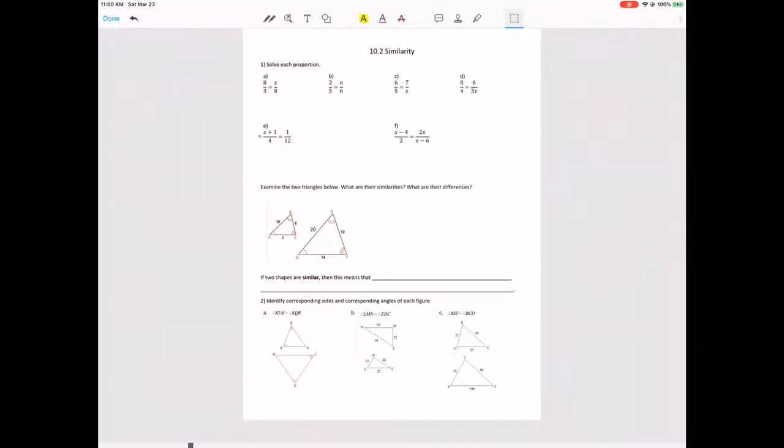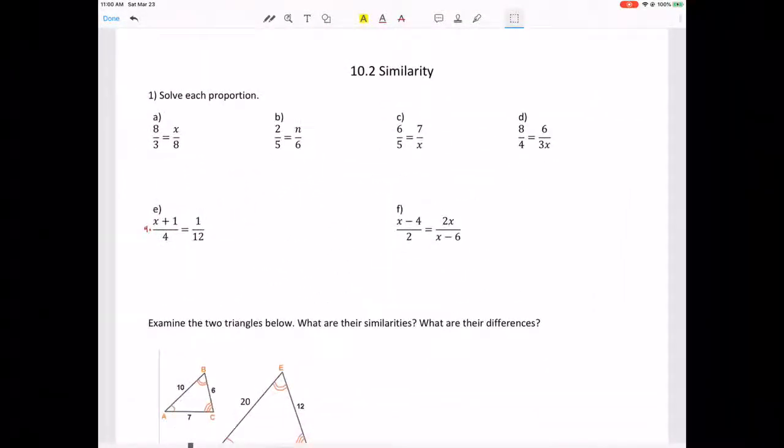Welcome to 10.2 Similarities. Last time, 10.1 was Triangle Basics, and it was pretty easy. Today, this one is not super difficult, but it's a lot of information. So this video is going to be a little long. If you understand what's going on, just go forward.